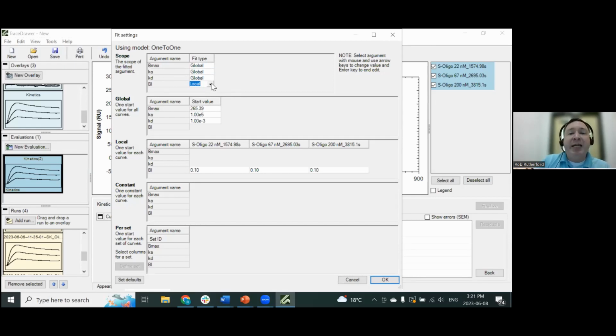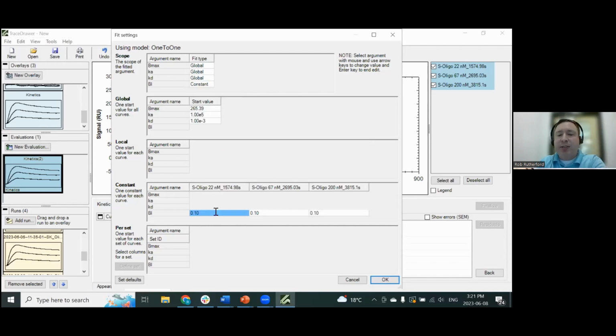The fourth parameter is your BI. This is your bulk index. We set this to constant and then change the constant to 0. The reason that we do this is because of the bulk shifts that we were talking about previously. If you're using a 2-channel system, they are automatically subtracted out from the corrected data because a bulk shift would happen in both channel 1 and channel 2. If you're using the corrected data, that's been removed. So by setting it to constant and that constant to 0, we're telling the software, don't worry about trying to fit any potential bulk shifts.